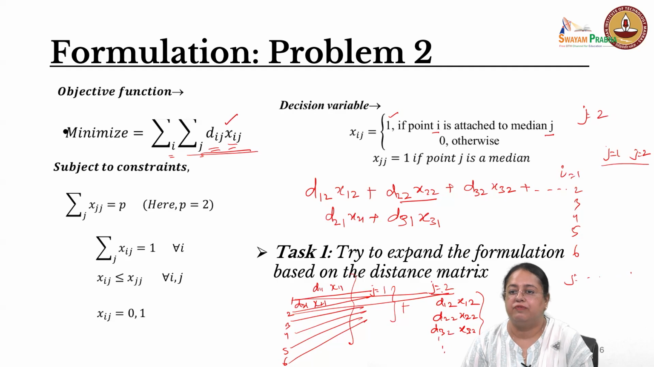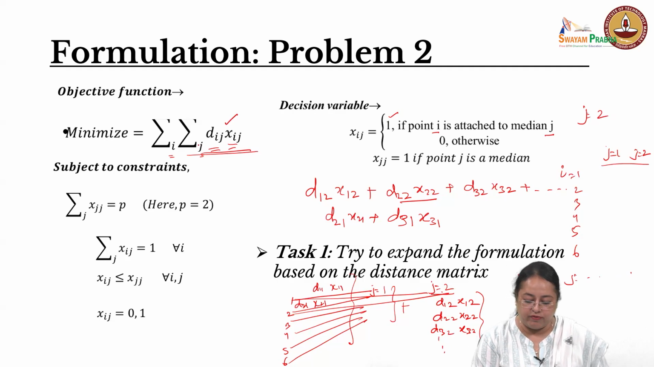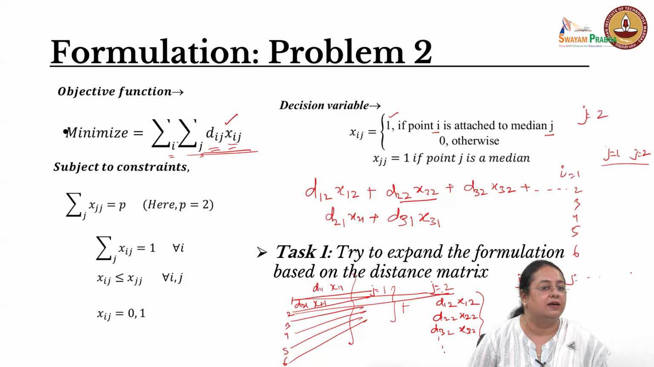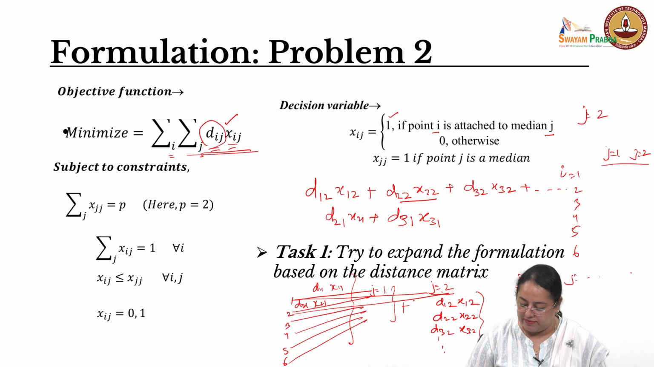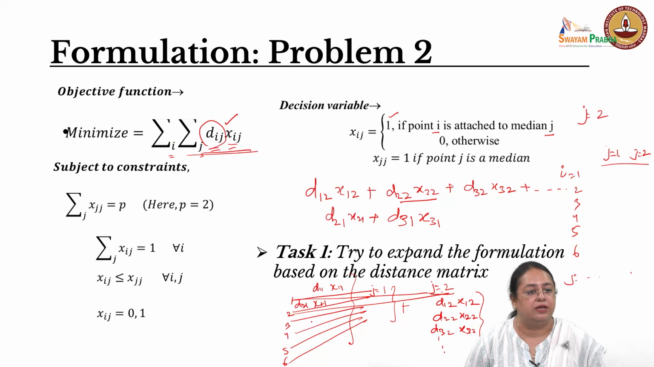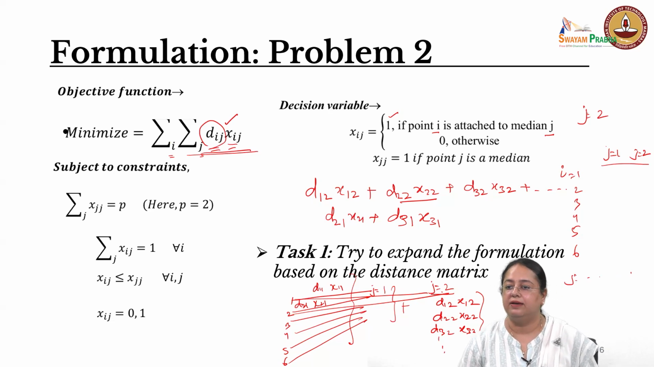What is this objective function doing? If you are getting afraid of what this big formula is, it is nothing. This is what I have expanded here. If you just expand it, this gives us the summation of dij xij. We want to minimize the distance.